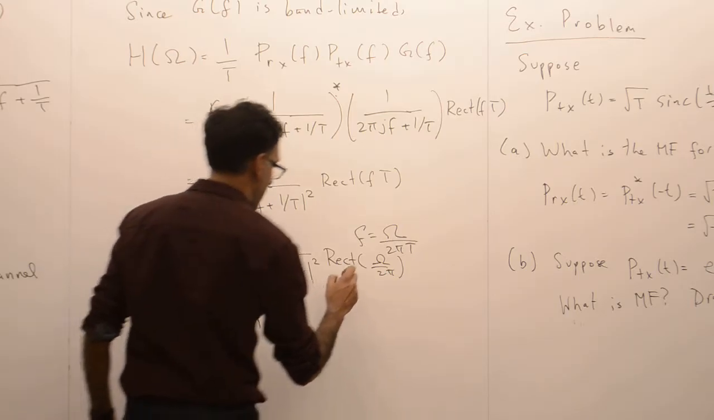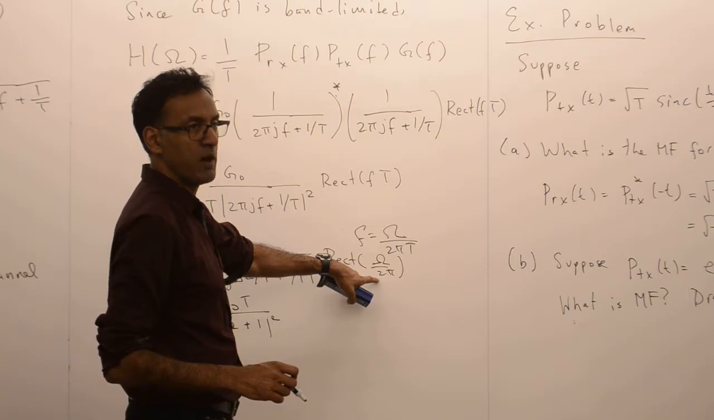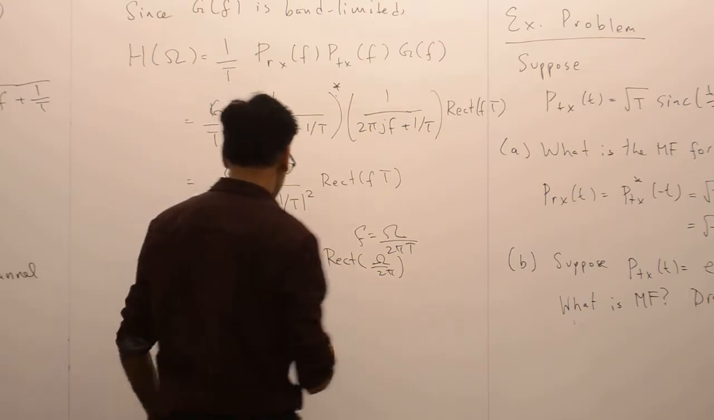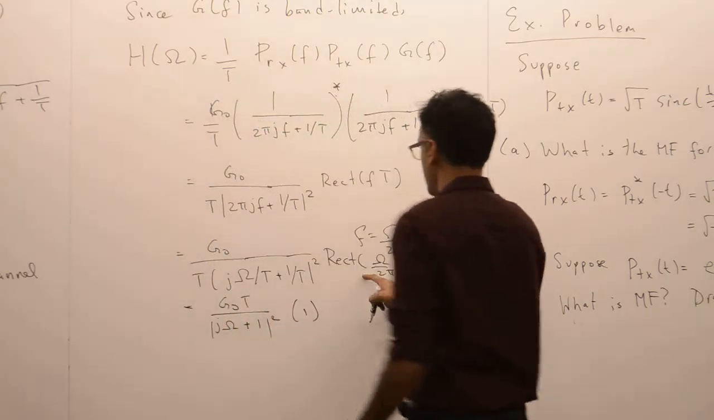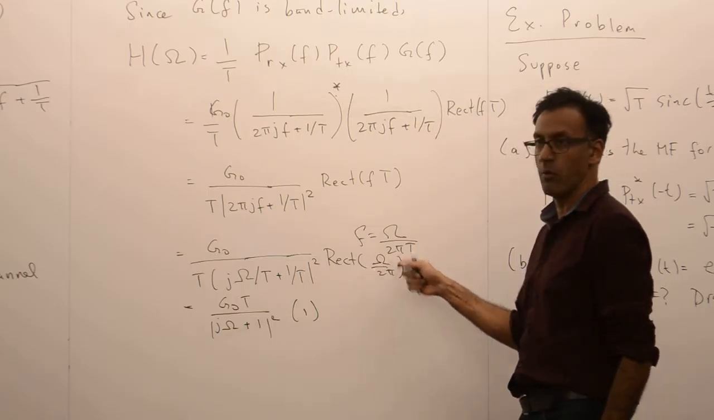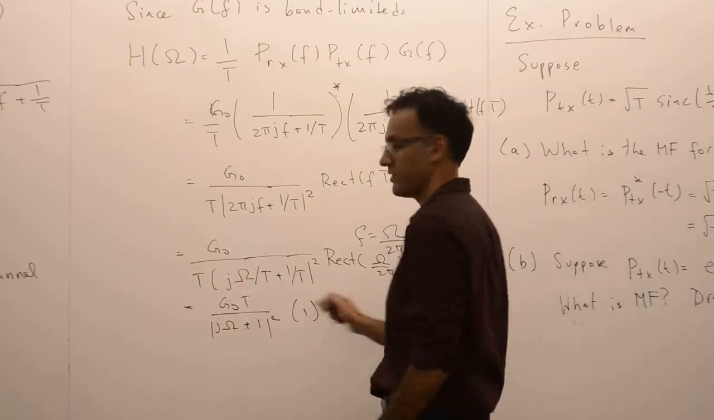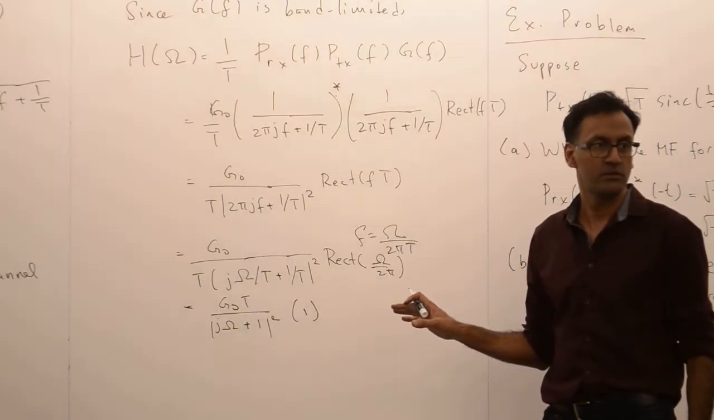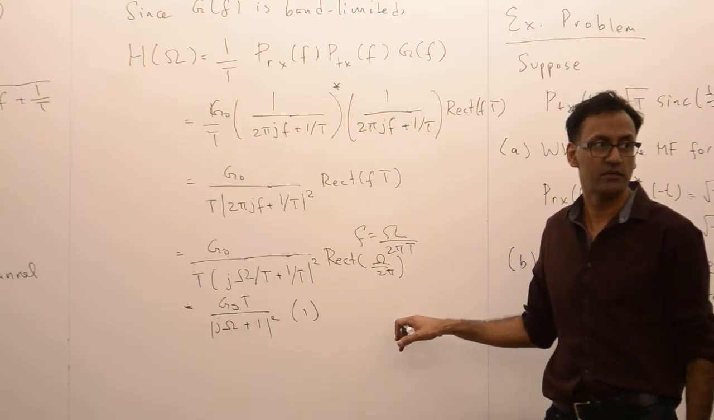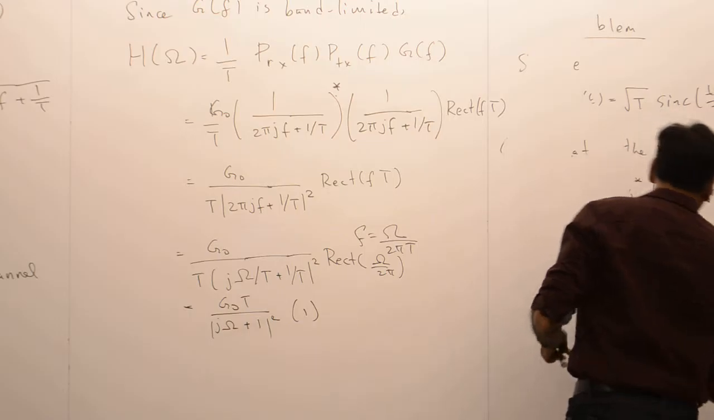Right, and this guy here, note that rect of omega over 2 pi will be 1, okay, and times 1, okay? Because remember that rect will be 1 for omega over 2 pi less than a half, right? And, okay, so does that make sense to everyone? Could you repeat what you just said? Okay, because this is kind of a standard trick.